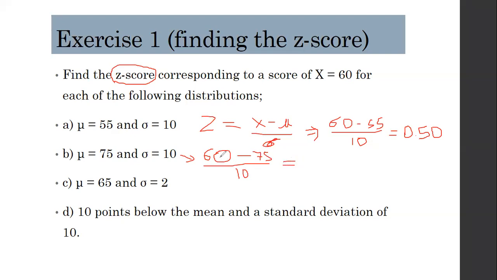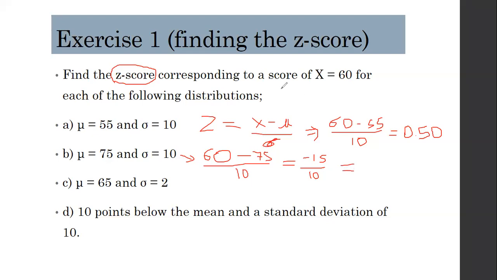It's equal to -1.50. We are saying negative because 60 minus 75 is minus 15. This is a negative value. The negative means that the score is actually less than the mean. That's what it tells us.